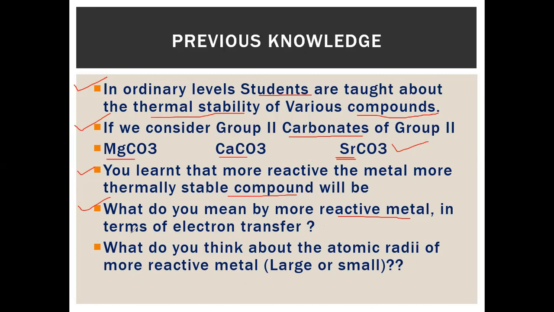So you have the idea of more reactive metals, that they have the greater tendency to lose the electrons, the valence electrons, I mean, right? The next one. What do you think about atomic radii of more reactive metal, large or small? It will be large. Absolutely, that's correct. And due to the large atomic radii, their valence electrons are far away from the nucleus, less attraction of the nucleus, more shielding, so many things you used to say in your AS level. That is why less energy is required to remove the valence electron from the valence shell.